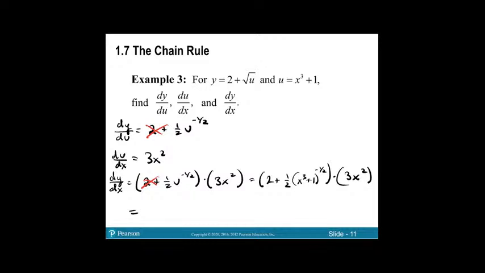So if we account for these changes, and I'll do the updated like this, this is going to be 2 times the square root of u under 1. Then the final result ends up being 2 times the square root of x cubed plus 1 under 3x squared.